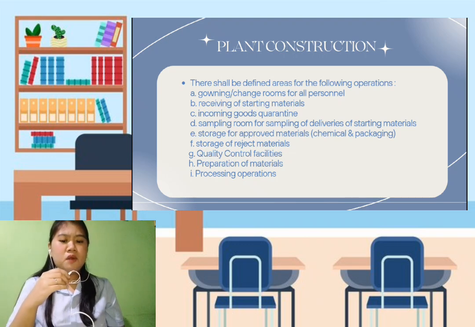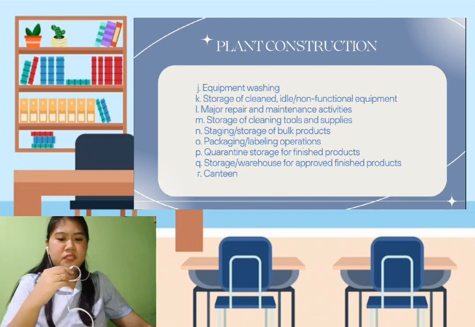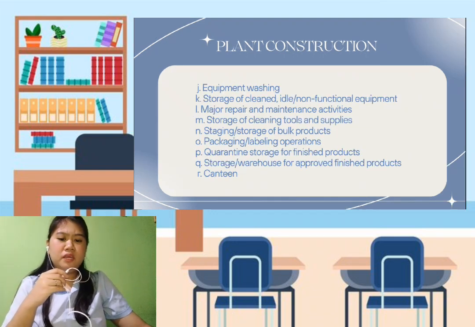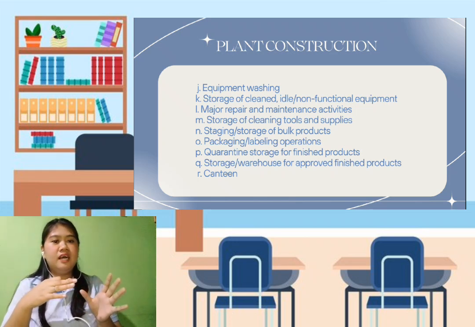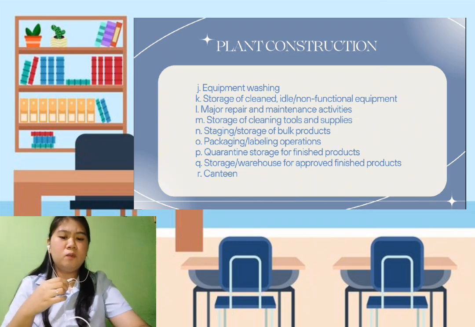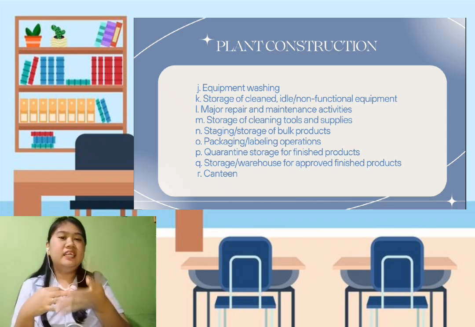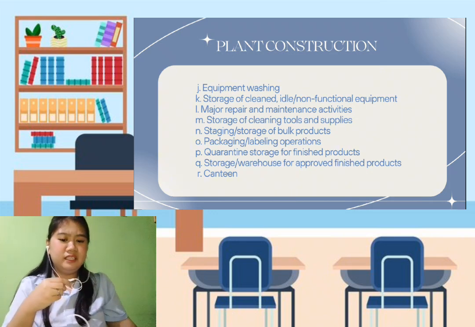Letter I is processing operation. So, doon naman sa designated room na yon, doon nilalagay yung mga process na pinoprocess pa ng mga materials. Letter J, equipment washing. So, dito nila kini-clean yung mga equipment nila dito sa room na yon. And letter K, kung saan nililinis yung mga equipment, meron namang storage kung saan yung mga linis na, yung mga cleaned non-functional equipment, doon naman merong designated room.